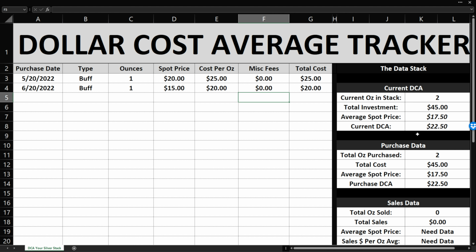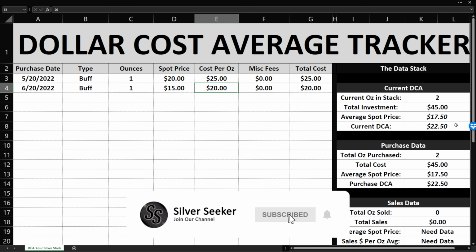And keep in mind, at the beginning of the spreadsheet, when I said dollar cost averaging is a dollar investment per month, it could also be ounces. So you can dedicate yourself to buying 5 ounces a month, no matter what the spot price is. You'll pay more, you'll pay less, but at the end of the day, hopefully it will average out. Right now, we're looking at 1 ounce a month. The first month we paid 25, second we paid 20, and our current dollar cost average is $22.50.